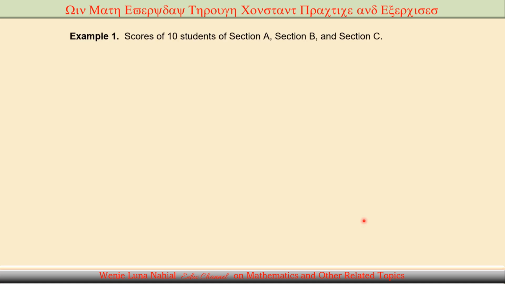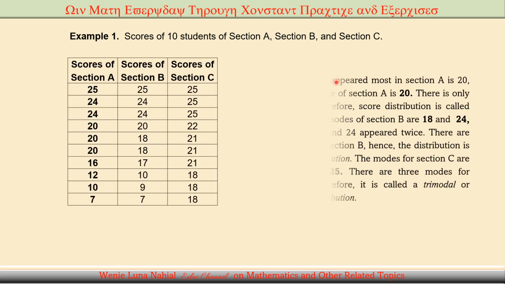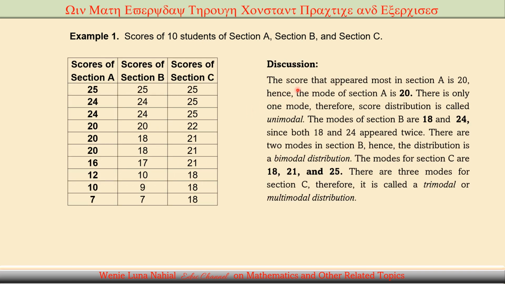Now, another illustration, scores of 10 students of Section A, Section B, and Section C. Look at this. The score that appeared most in Section A is 20. What is the count? 20 has a frequency count of 3. There is only one mode. Therefore, the score distribution is called unimodal for Section A.